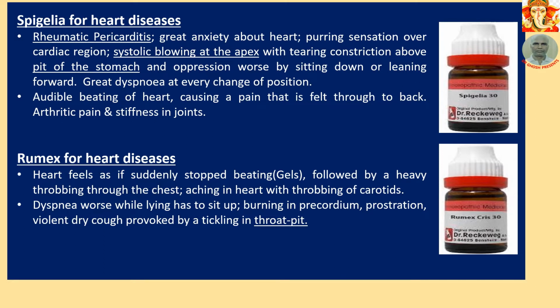Oppression worse by sitting down or leaning forward. Great dyspnea at every change of position. Mind this, at every change of position there is dyspnea. Audible beating of heart causing a pain that is felt through back. Arthritic pain and stiffness of joint. Very nice picture. Rheumatics for heart diseases.